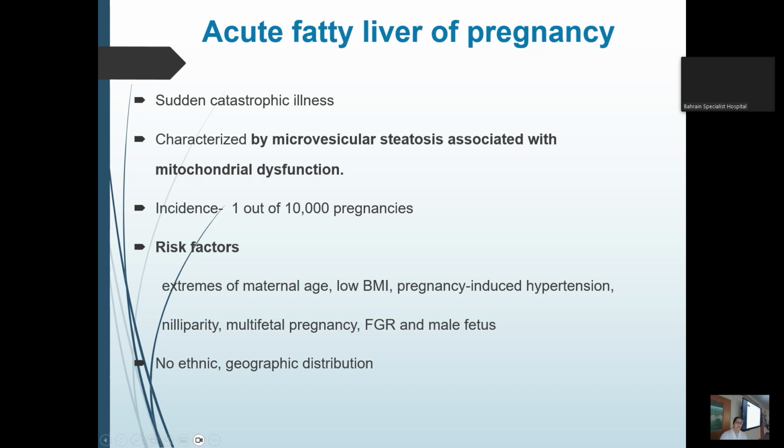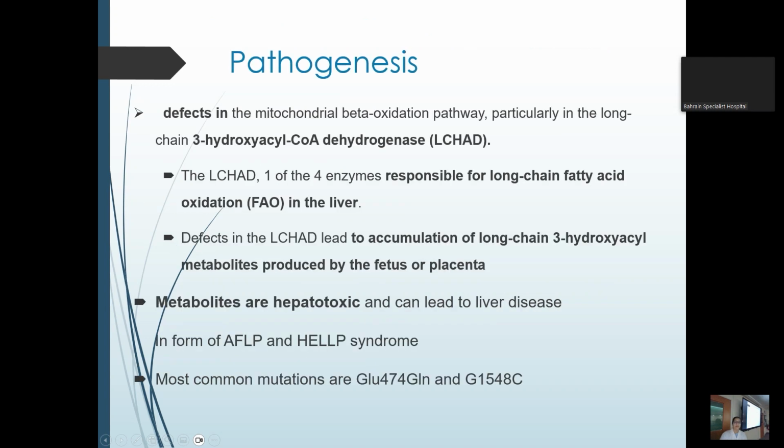Risk factors are extremes of maternal age, low BMI, pregnancy-induced hypertension, nulliparity, multi-fetal pregnancy, FGR, and the male fetus. But there is no ethnic or geographical distribution of the disease. Pathogenesis lies in a defect in the mitochondrial beta oxidation pathway, particularly in long chain 3-hydroxyacyl CoA dehydrogenase, that is called LCHAD. This LCHAD is one of the four enzymes responsible for long chain fatty acid oxidation in the liver.